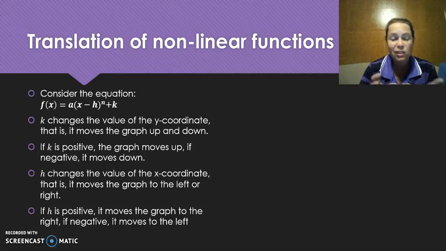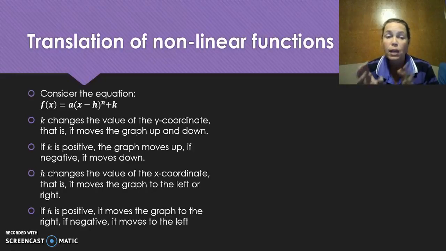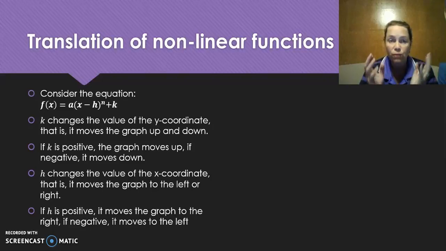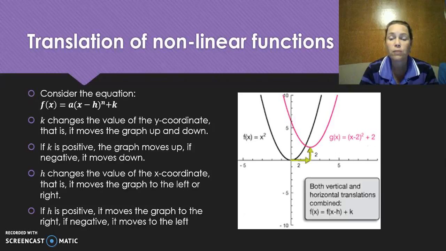Now, this kind of seems counterintuitive. So a rough rule of thumb is if we've got x minus h, it moves to the right, it moves towards the positive. If it's x plus h, then it moves to the left. So just think of it as the rough rule is whatever the sign is, then move it to the opposite side. Okay, and that's the same for any nonlinear functions. So let's have a look at what that means on the graph.